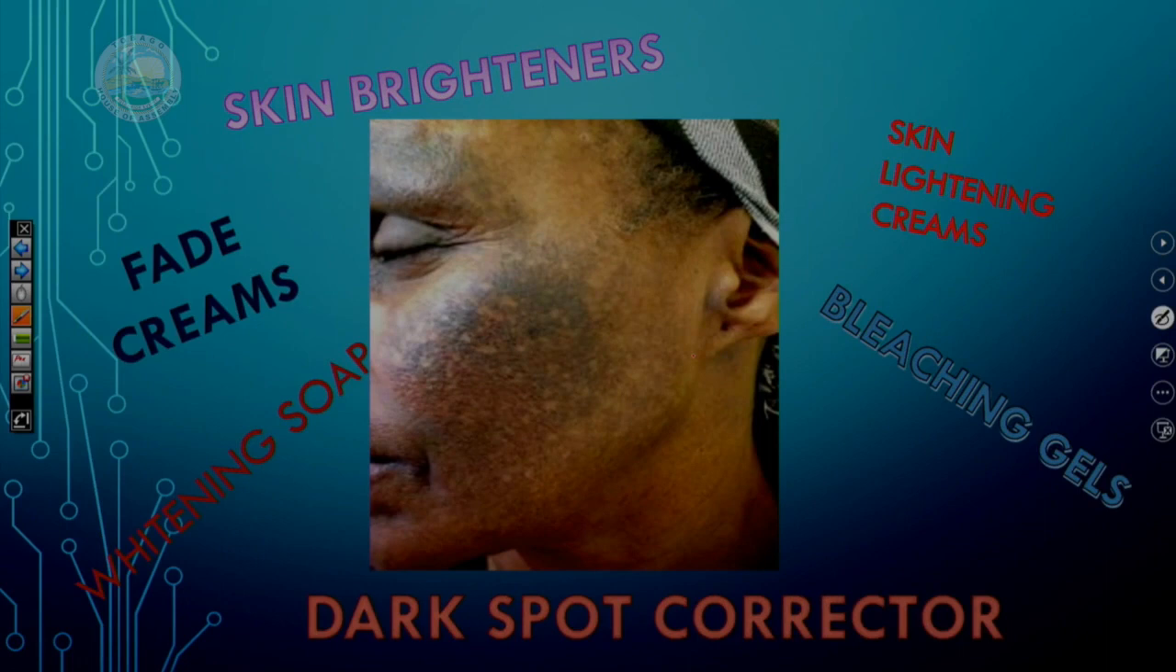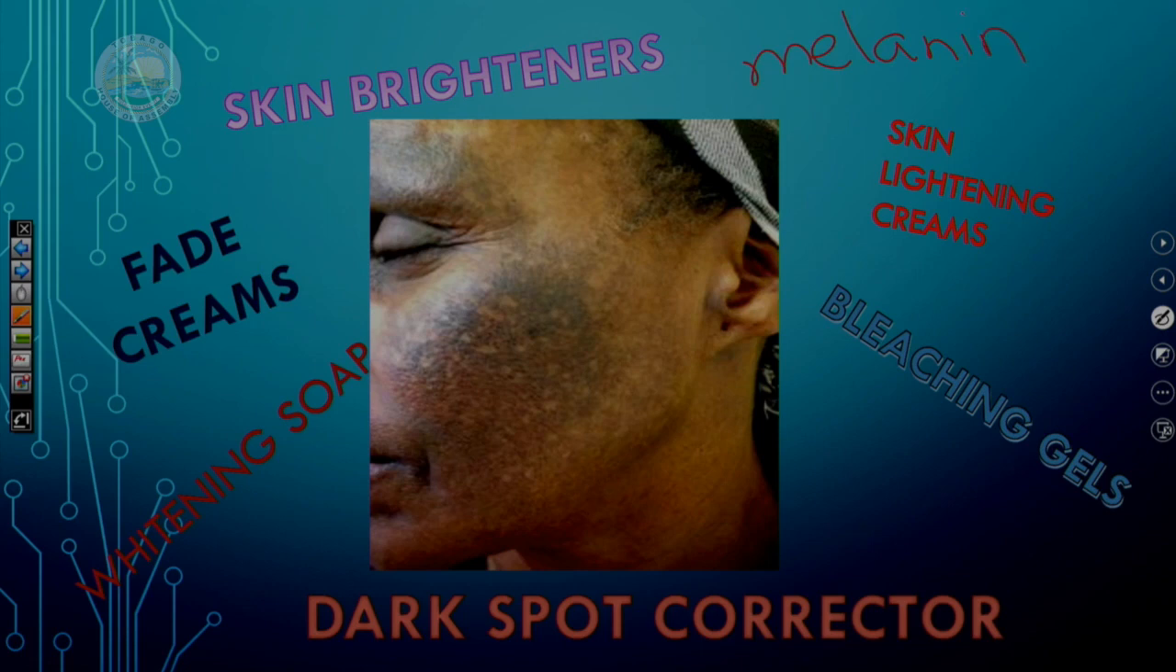And we want to look at this fad called bleaching. It's called by many names. You have skin lightening creams, fade creams, whitening soaps, dark spot correctors, skin brighteners. And what these do is that they interfere with your melanin production.